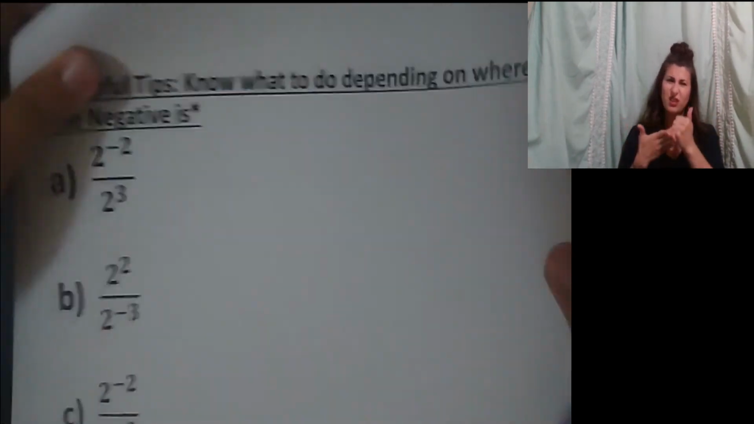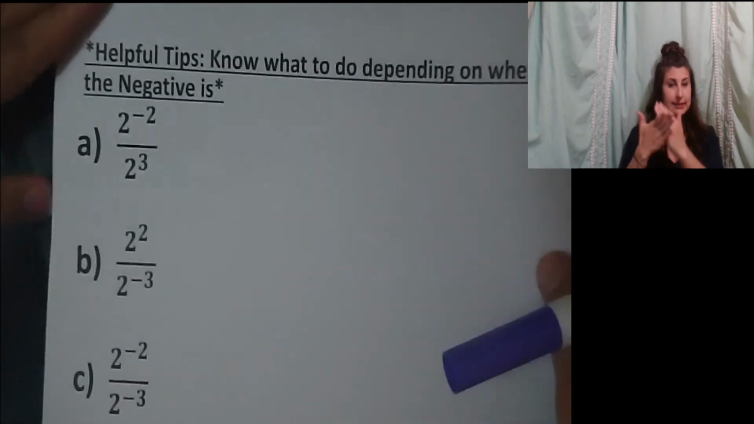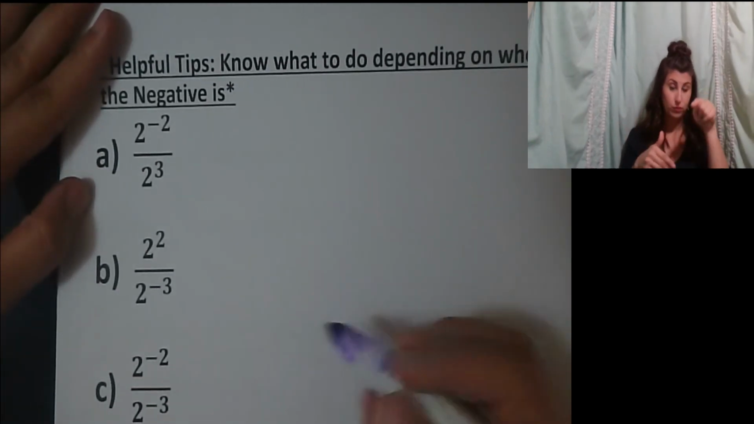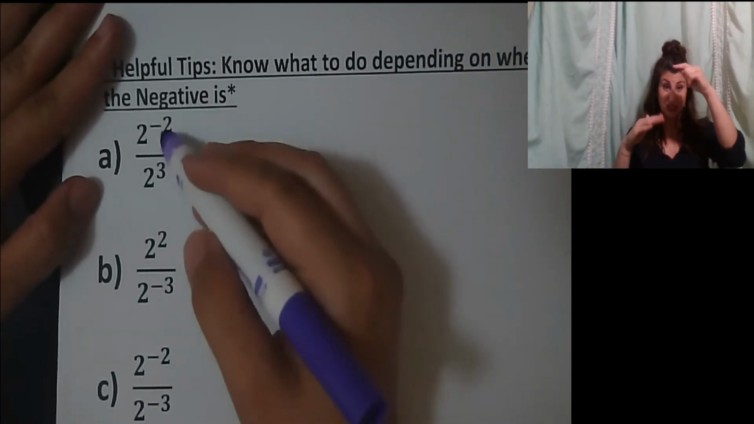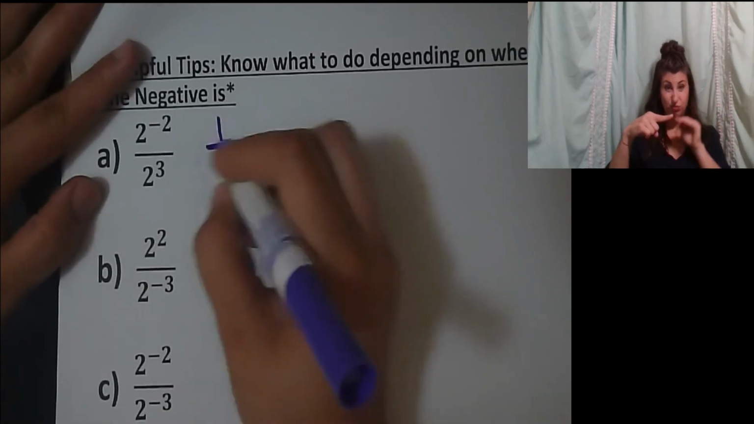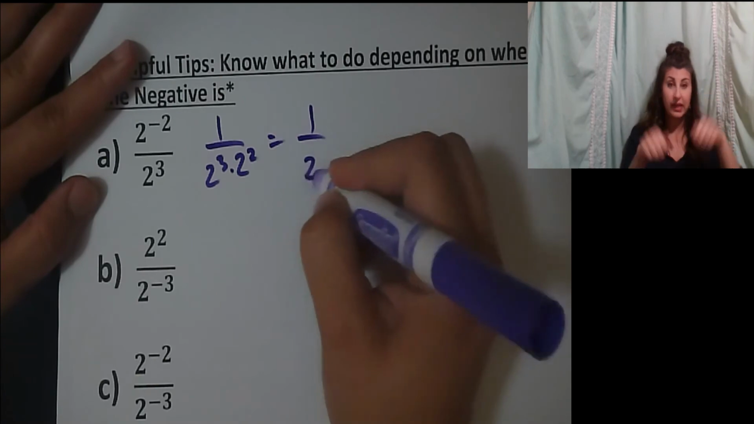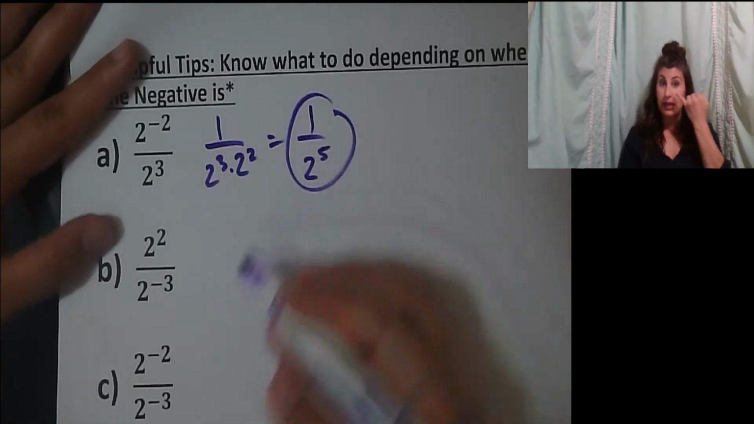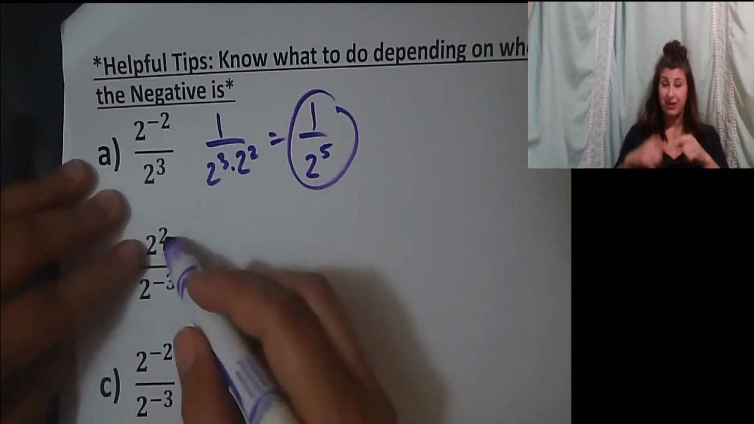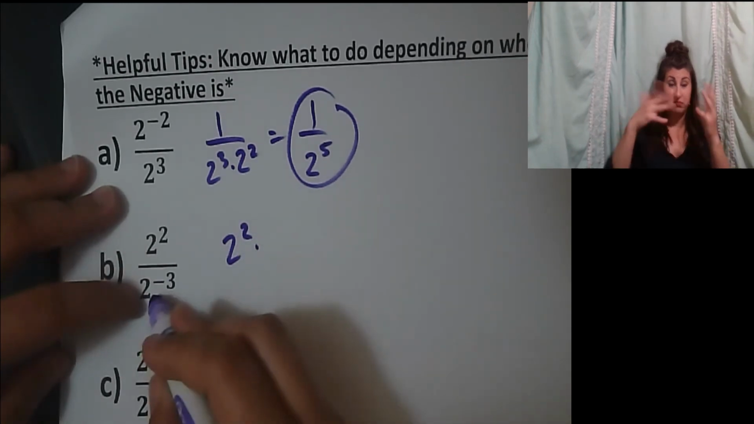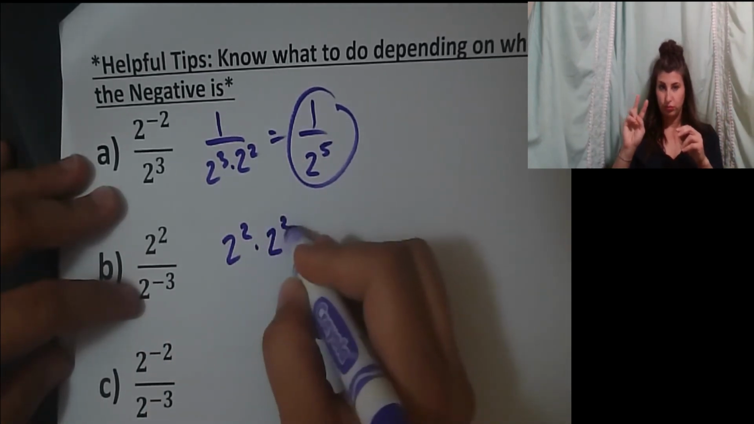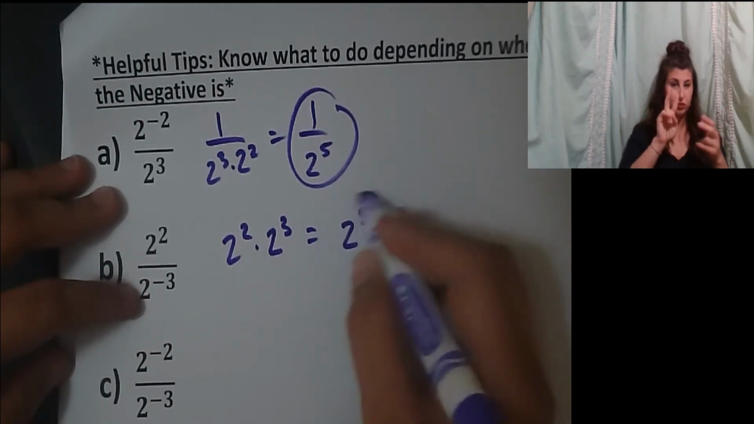So right now we are at helpful tips. These are some helpful tips to help summarize some of the stuff to make it easy for you. Here, if it's at the top, it's a negative, so I can bring it to the bottom. Make it positive, then I can simplify. If it is at the bottom, bring it to the top. So 2 to the negative third is now 2 to the third, and then you can simplify.